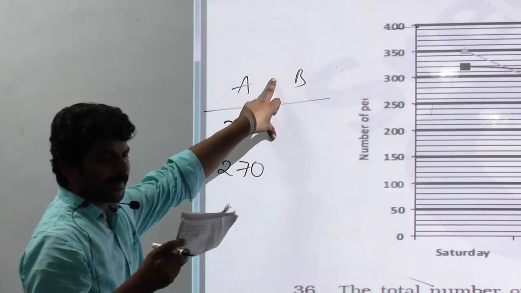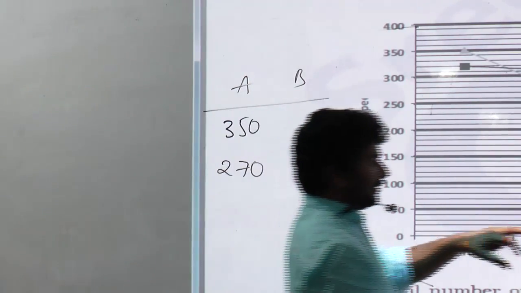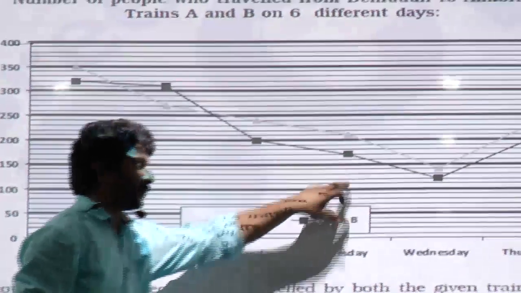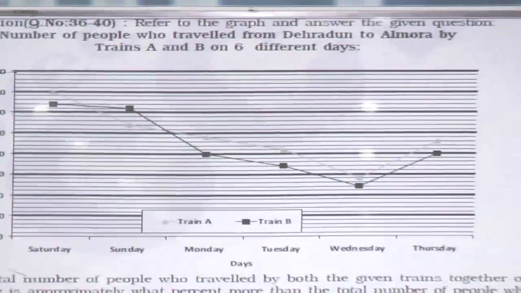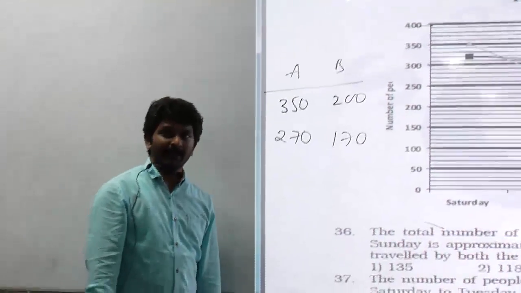Next B, Monday and Tuesday. Train B, which is a square. Monday it is 200 and then Tuesday 170. 200 and then 170. Yes or no? And you are asked about the difference.